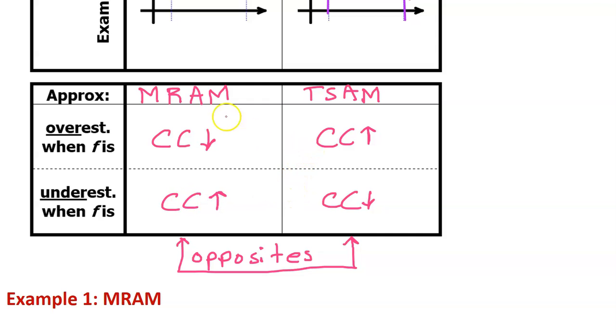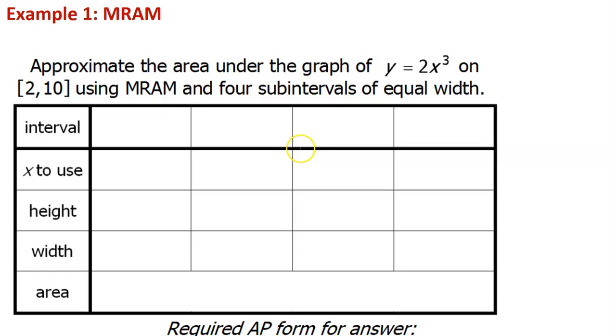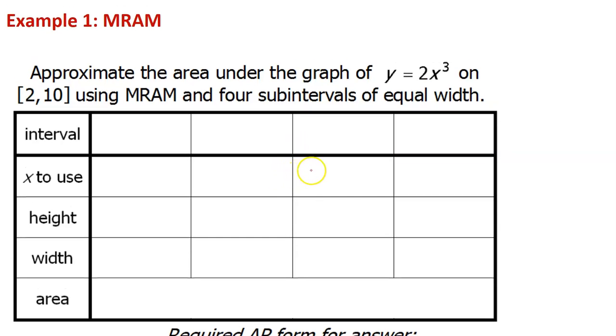Okay, so we will assess MRAM indirectly. All right, we will look at a trapezoid and then we'll do the opposite. So we'll practice that later. So let's move on to example 1.